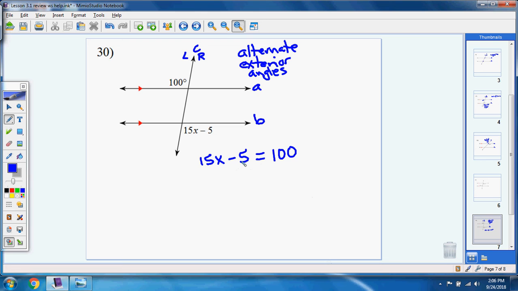All right, so I'm going to give you a head start. Go ahead and solve for x. Again, it's just a two-step equation. So hopefully you added 5 on both sides. So I have 15x is equal to 105. Again, this is from chapter 1. We're going to be solving equations all year long. Divide by 15.